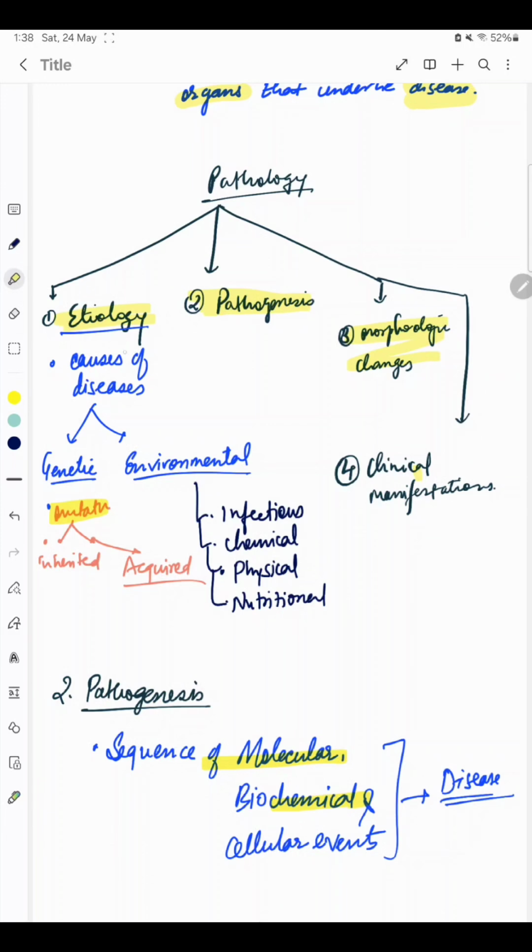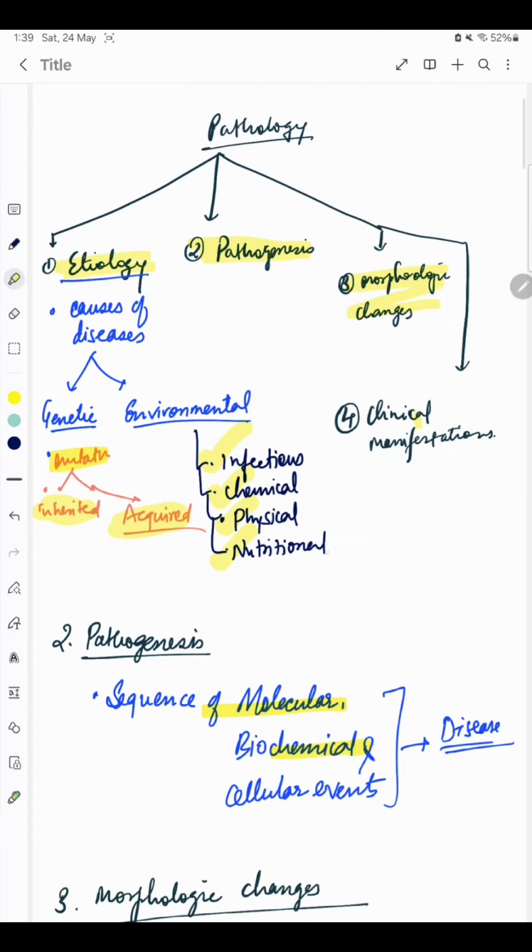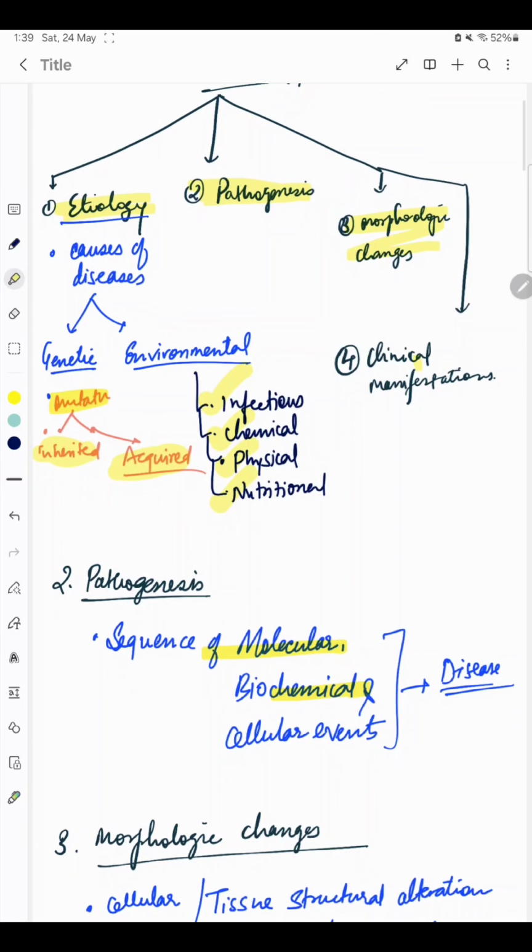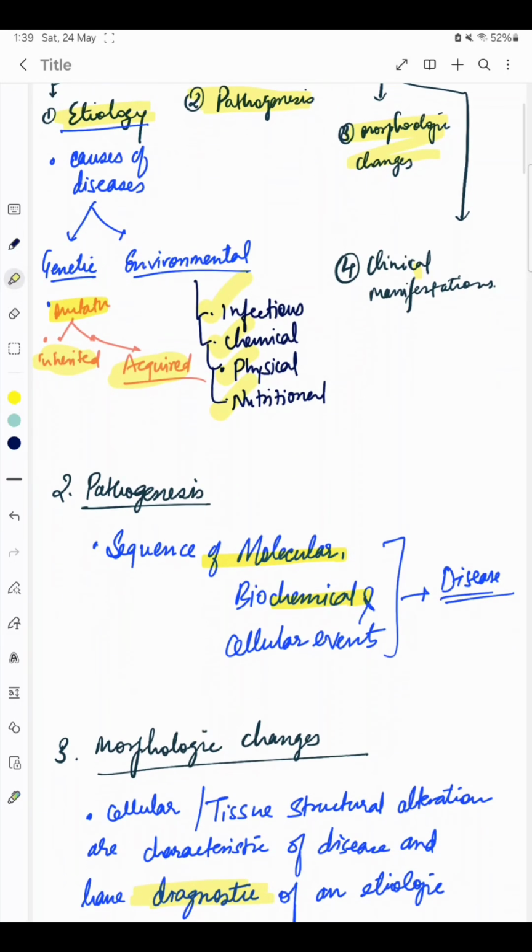So etiology is about the causes of disease, which can be genetic or environmental. In genetic causes, there are mutations which can be inherited or acquired. In environmental causes, it could be infectious, chemical, physical or nutritional, whether nutritional deficiency or excess nutrition, obesity.